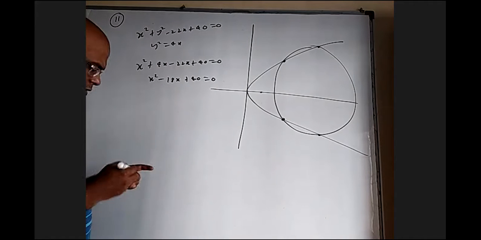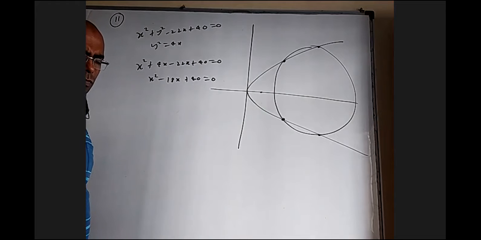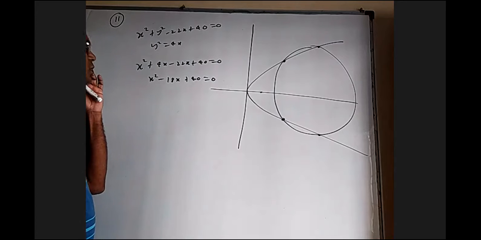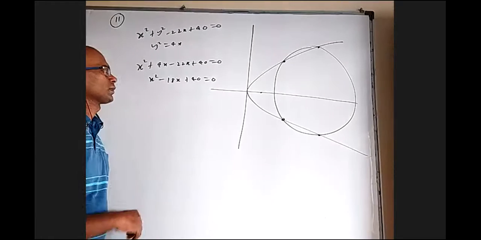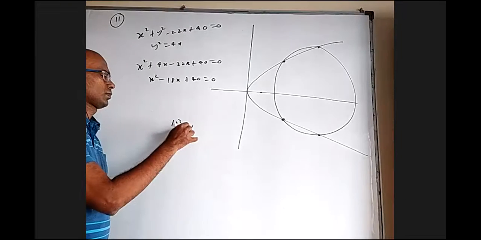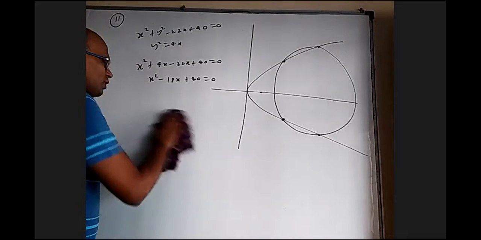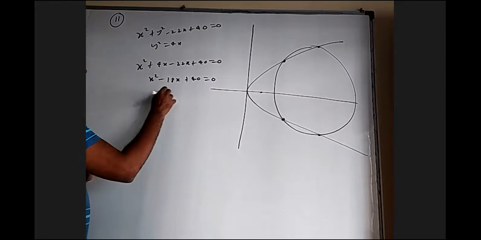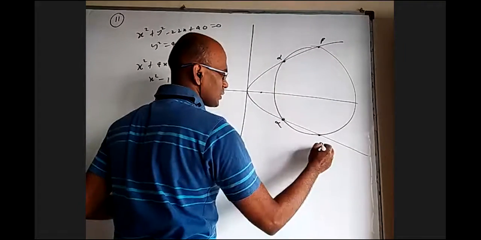Are the roots easy for this or no? What are the roots? 20 and 2? No. Is b square minus 4ac first of all positive or negative? b square is 18 square minus 160. That is positive only. But I think we may not be able to find the roots, but that is not important. Let the roots be alpha, beta. For this point, x coordinate is alpha, this is alpha. For this, x coordinate is beta. For this, x coordinate beta.